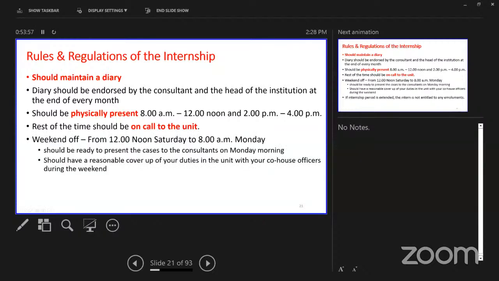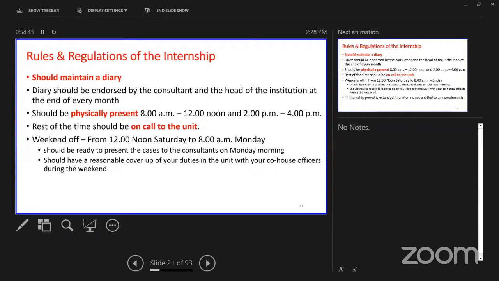Weekend off is from 12 noon Saturday to 8 a.m. Monday. But the important thing is, you should be ready to present the cases to the consultant on Monday morning. Usually, every other weekend is off. You should have reasonable cover for your duties in the unit with your co-house officers during the weekend. So if you have two house officers for the ward, one will be on call and the other person can have the weekend off. Without reasonable cover, you must not take the weekend off. It's very important regarding leave. For any leave, you should have cover for your duties.